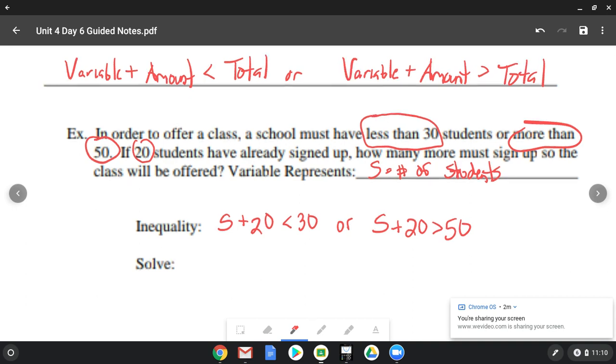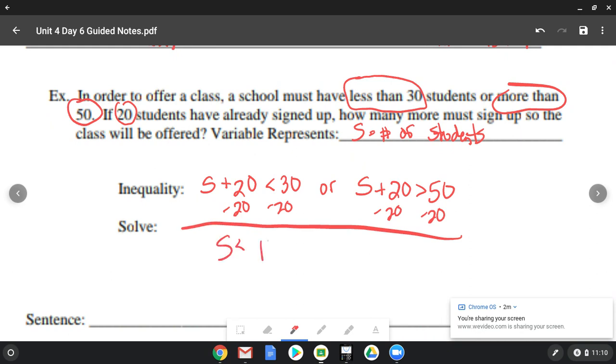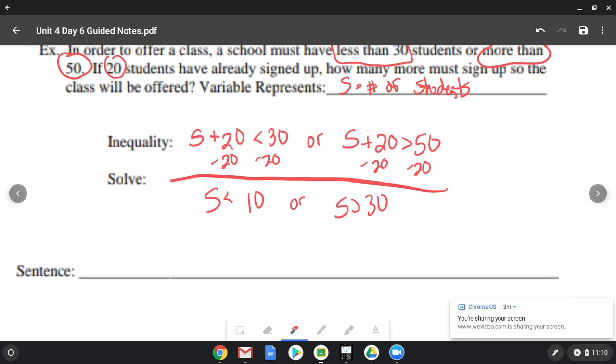And then when we solve these, it's pretty easy now. We just got to subtract 20 from both sides. And then we get S is less than 10 or S is greater than 30. So that's our first one. So I'll give you a second to write that down.